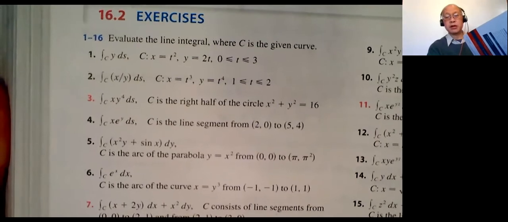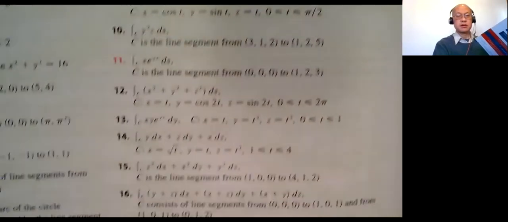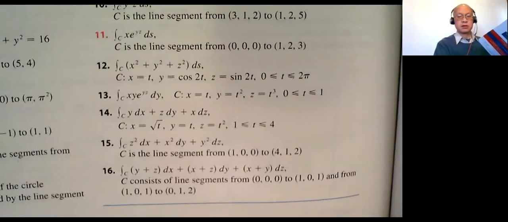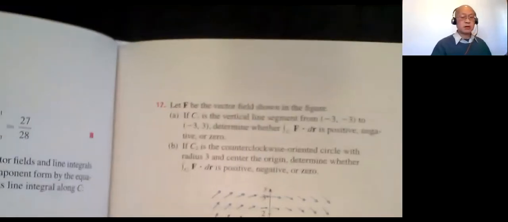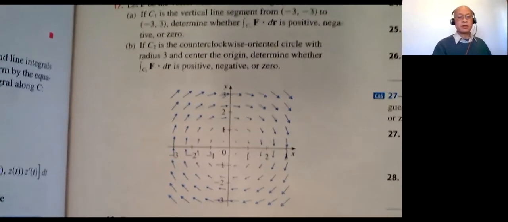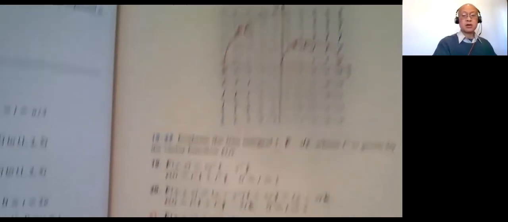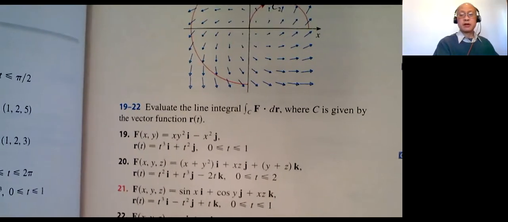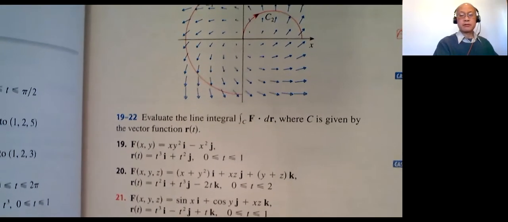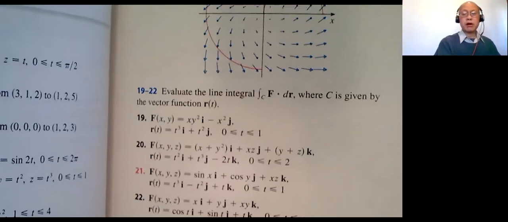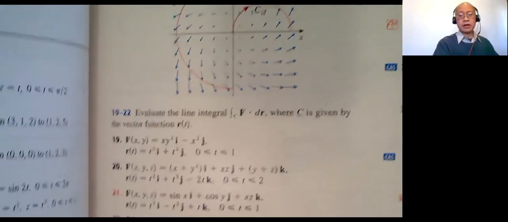So on page 1084, for the benefit of those of you that don't have the book, 17, 19, and 21. Evaluate F dot dr. And by the way, for 19 and 21, remember R is the position vector that emanates from the origin. All right, so put the book down most of the time because it's too heavy.